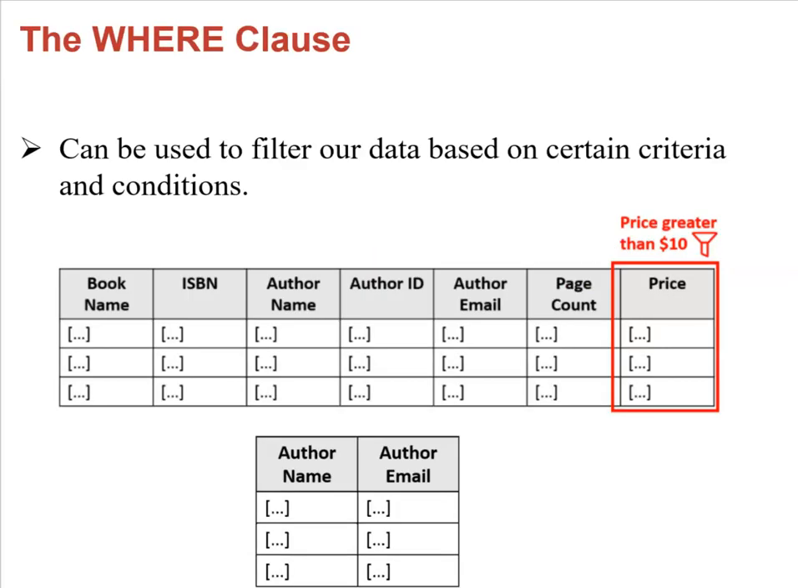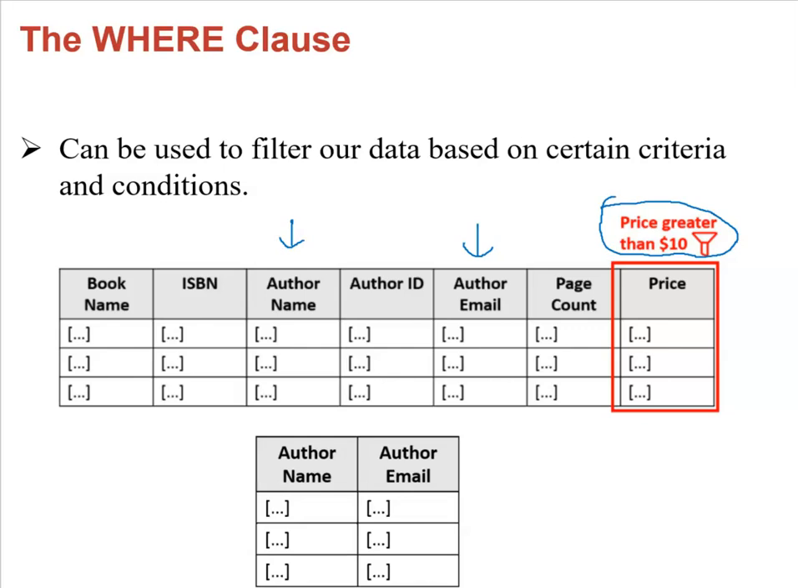In this lecture, we'll talk about the where clause and how you can use it to apply conditions on a table in a database. Let's say you have a table and you have to extract out columns from that table. So let's say you want to extract out author name and author email. But in addition to that, you want to extract these columns out based on certain criteria. You want the criteria to be price greater than 10. So your condition is based on this column, price.